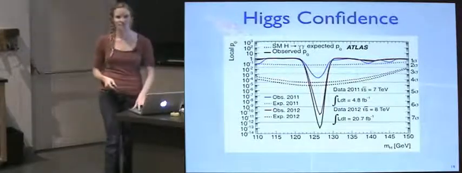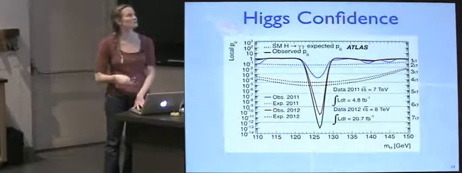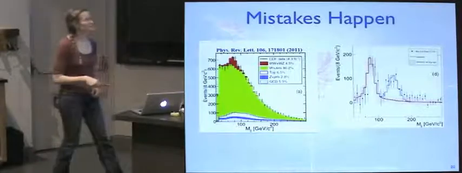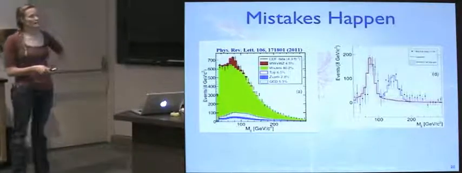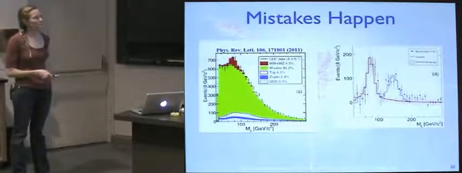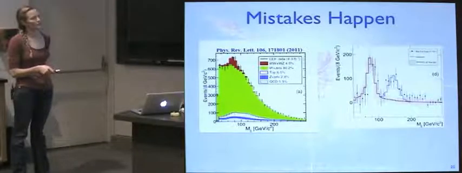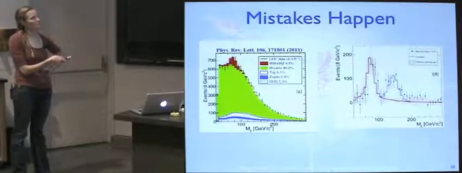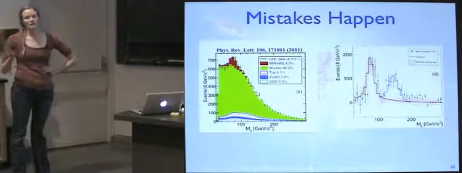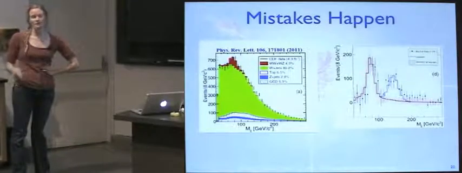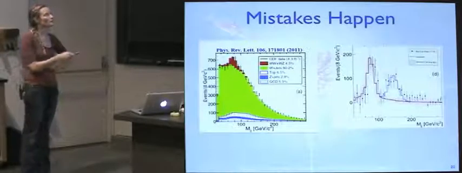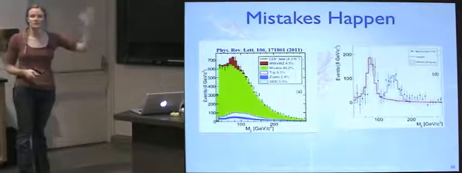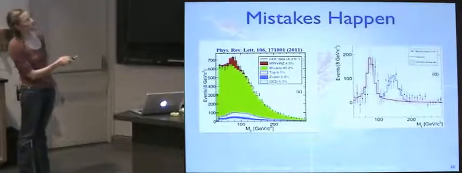I'll show this rather famous example. Why don't I show you that one? So mistakes do happen. This is a plot from the CDF experiment. This happened in early 2011, I think. What they plotted here was the invariant mass of 2 jets, either a pair of quarks, or a gluon and a quark, in events where you have a W boson. So it's a really weird shape.